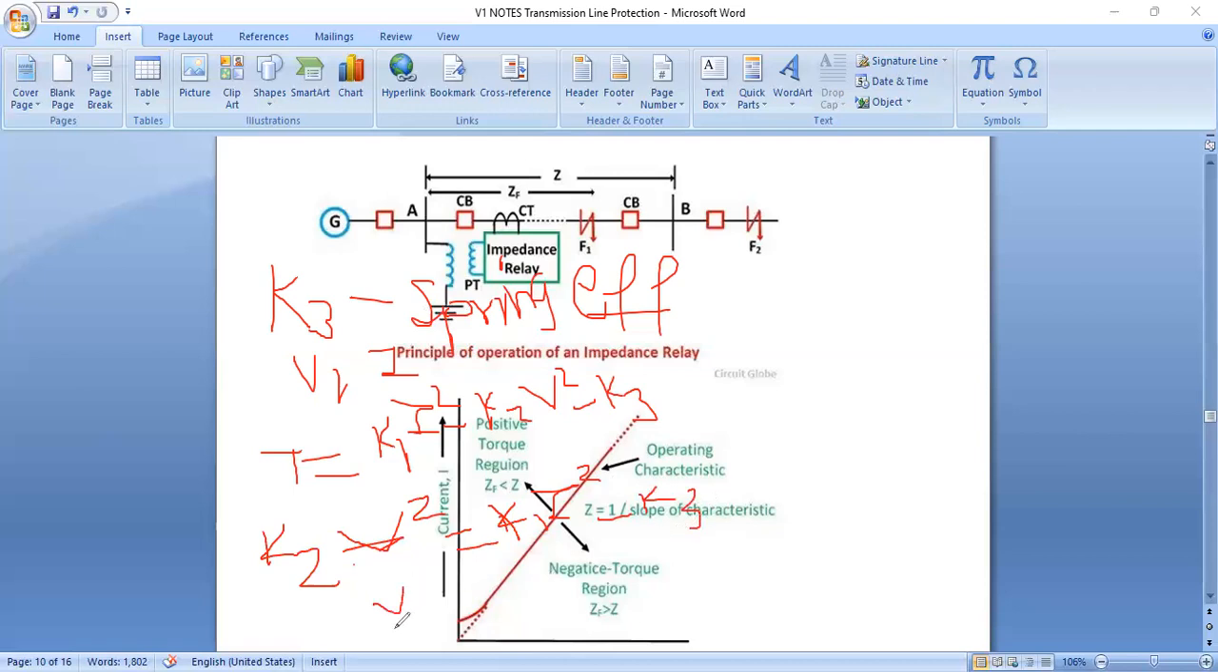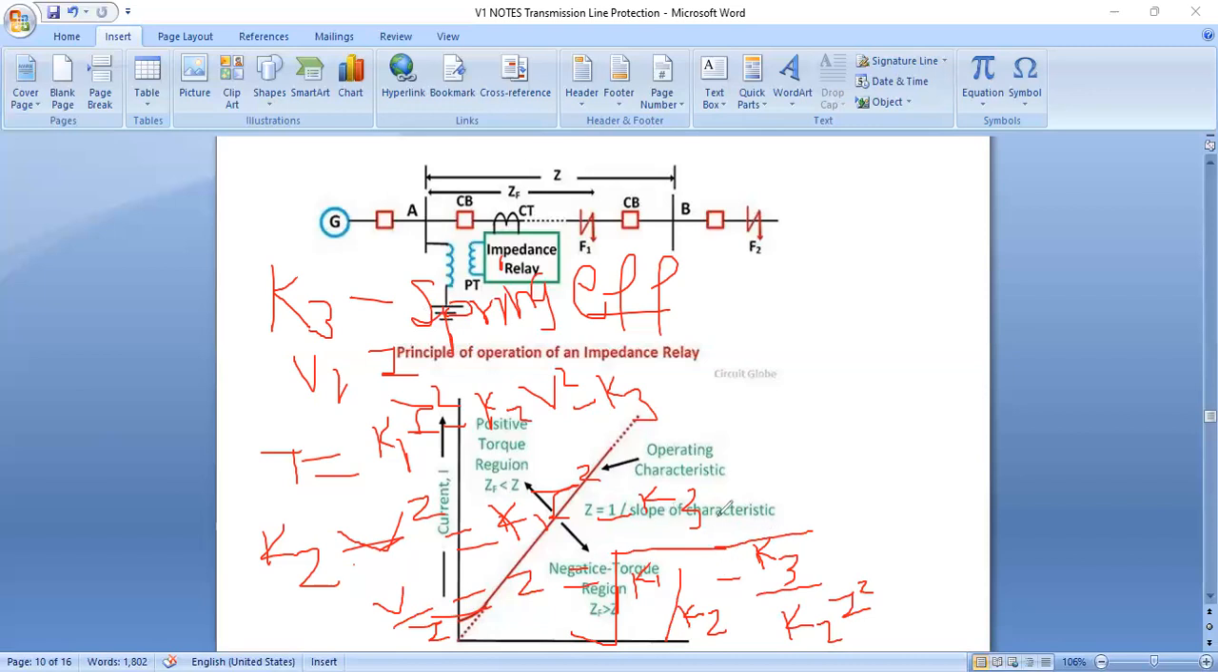Then you will get voltage upon current is equal to impedance. It is nothing but your impedance. So V upon I is equal to impedance. Then you will get K1 upon K2 minus K3 upon K2 I square.